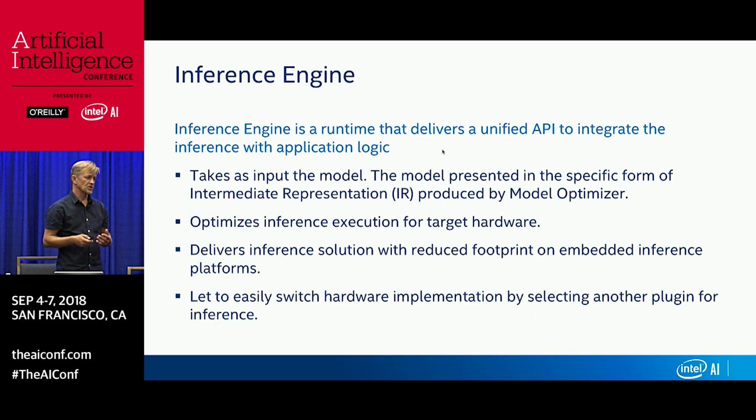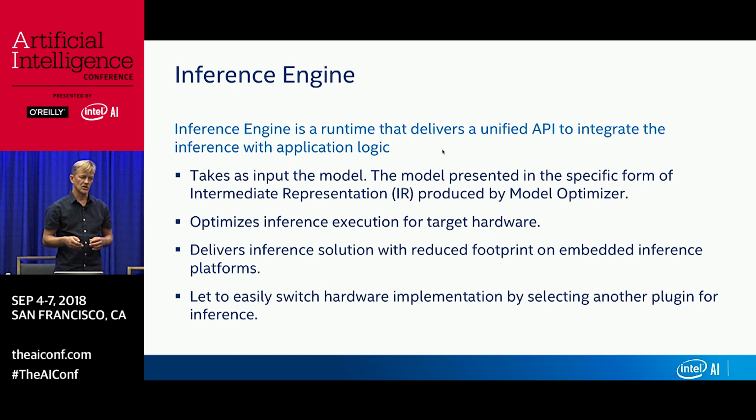So the inference engine's task is to take an input model and create some in-memory representation of this model for a plugin. It's with the plugin that optimizes inference execution for the target hardware. So for CPU, it will apply some fused kernels that are available for CPU, for GEN, the same.